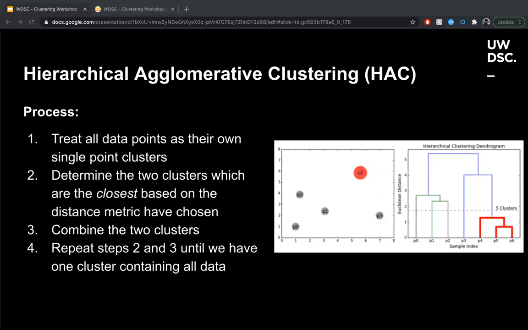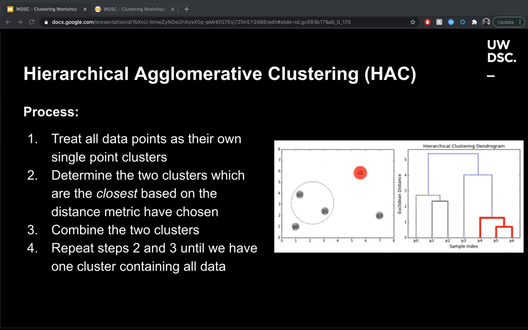So basically this is an example of bottom-up hierarchical, or bottom-up connectivity-based clustering, and this specific algorithm is called hierarchical agglomerative clustering, which refers to the bottom-up technique.